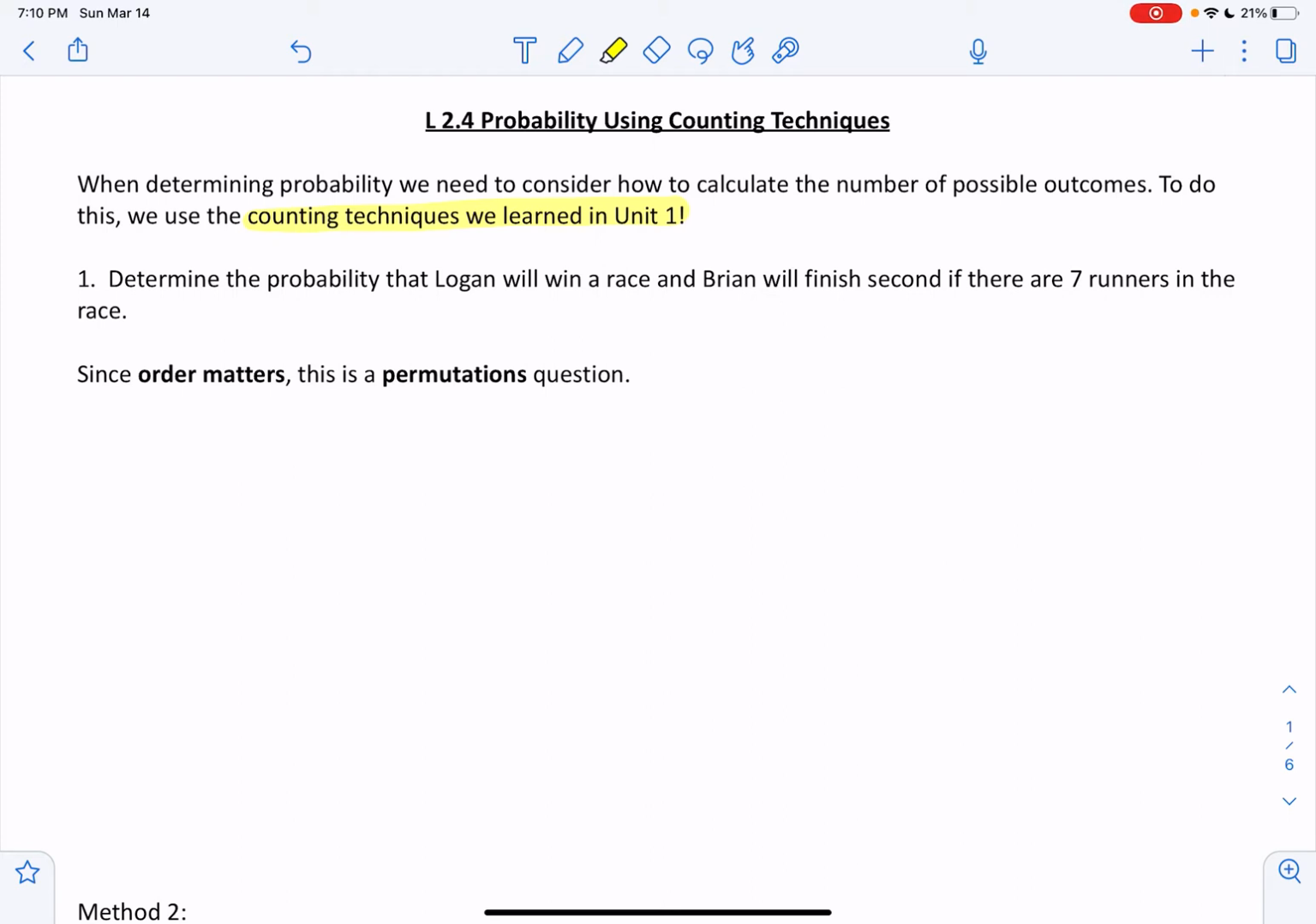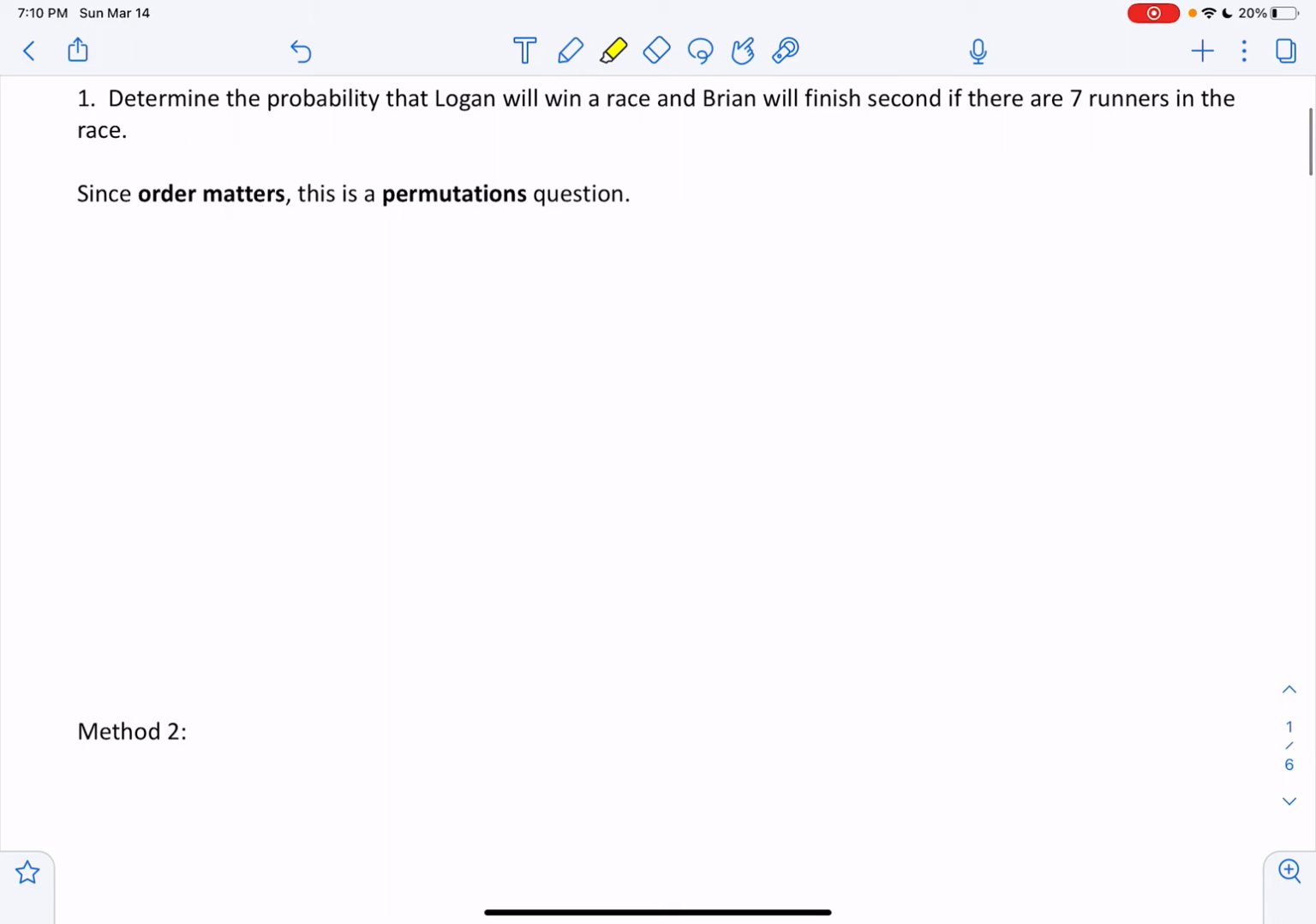So we'll do a couple of examples. This first one here says determine the probability that Logan will win a race and Brian will finish second if there are 7 runners in the race. The first thing that we want to consider when approaching any question is, does order matter? Now, because Logan is first, Brian is second, that is an indication that order does matter here. If Brian was first and Logan was second, that would be a totally different outcome in this situation. Therefore, order matters, and this is a permutations question.